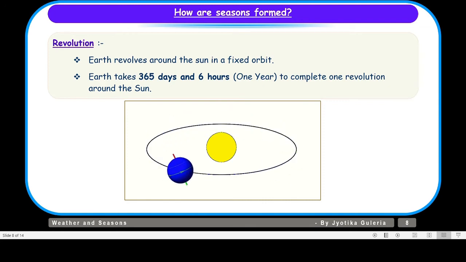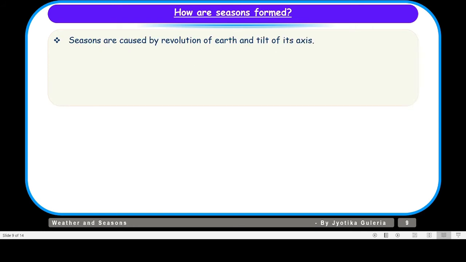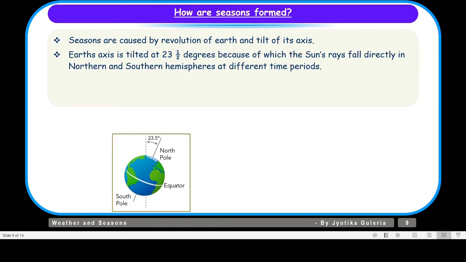And children, now let us try to understand how revolution leads to the formation of seasons. Seasons are caused by revolution of Earth and tilt of its axis. Earth's axis is tilted at 23.5 degrees, because of which the sun's rays fall directly in northern and southern hemisphere at different time periods. So, children, we have two important things to remember here. The first is the Earth's axis is not straight, but it is tilted at 23.5 degree. And another is that equator divides the Earth into northern hemisphere and southern hemisphere.